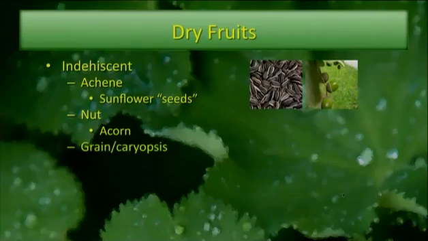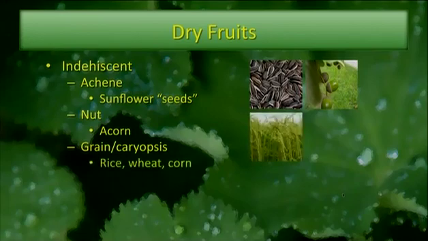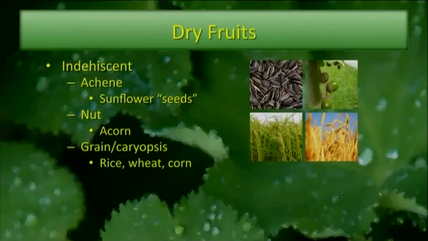Now another kind of indehiscent dry fruit is called the grain or caryopsis. This is a fruit that has its wall united with the seed so they cannot be separated from one another. Examples of a grain and caryopsis are all the members of the grass family, including rice, wheat, and corn. What you think of as a corn seed is actually a corn kernel, which is a fruit. A rice grain is actually a fruit. It's not really a seed. A wheat berry is actually a fruit called a grain.